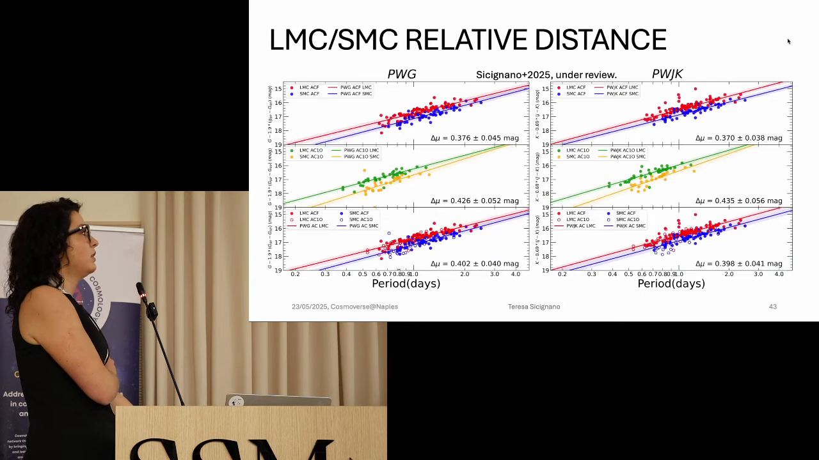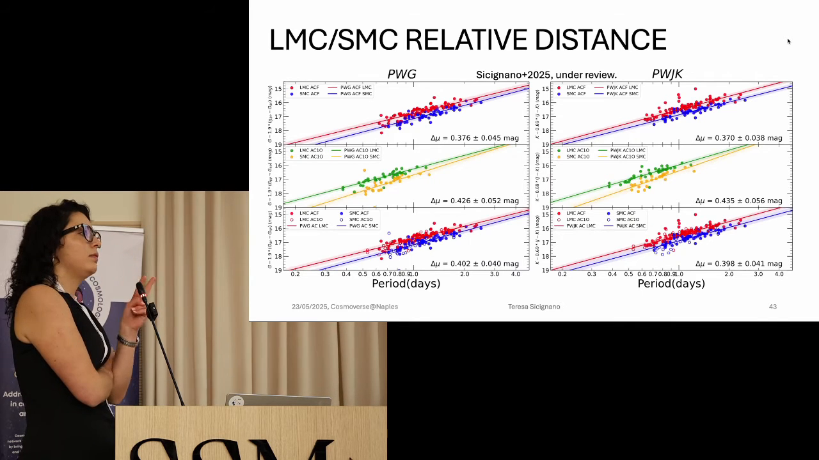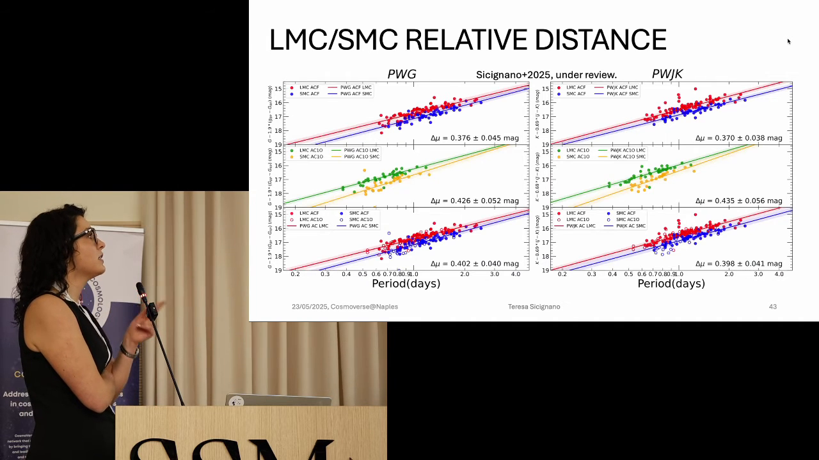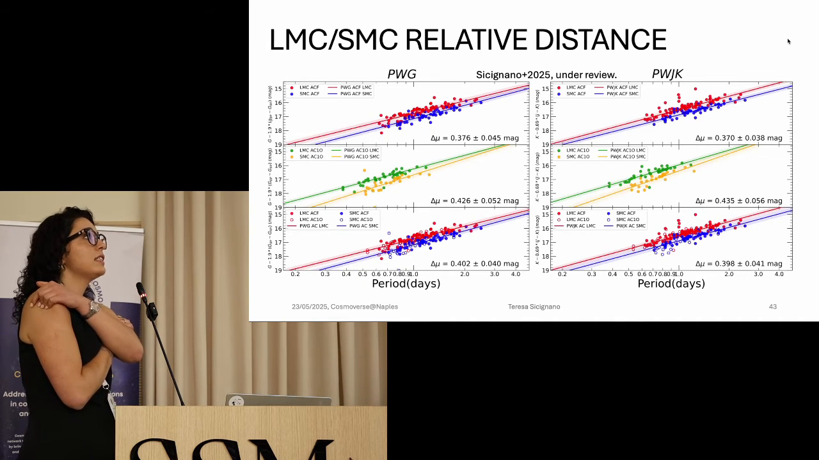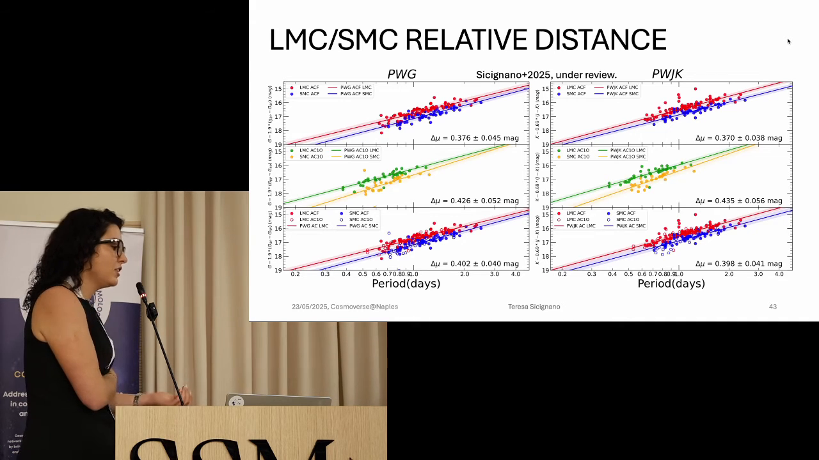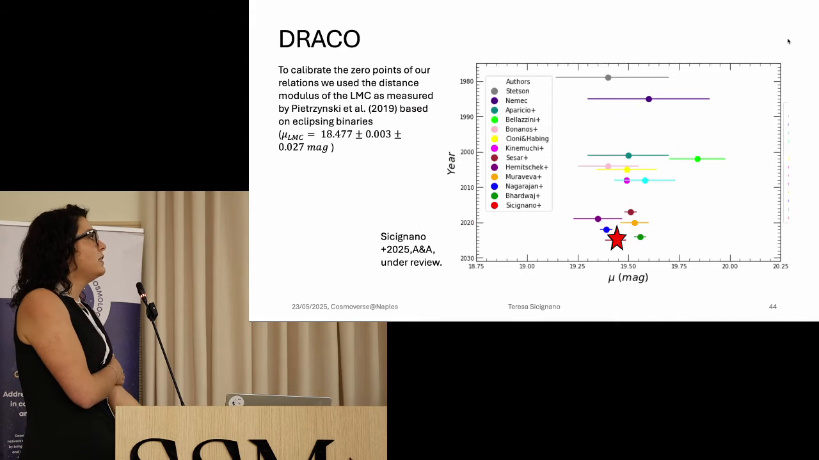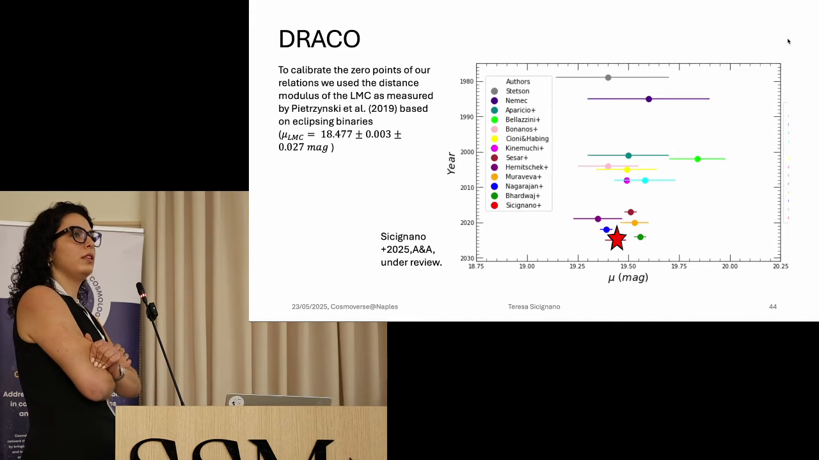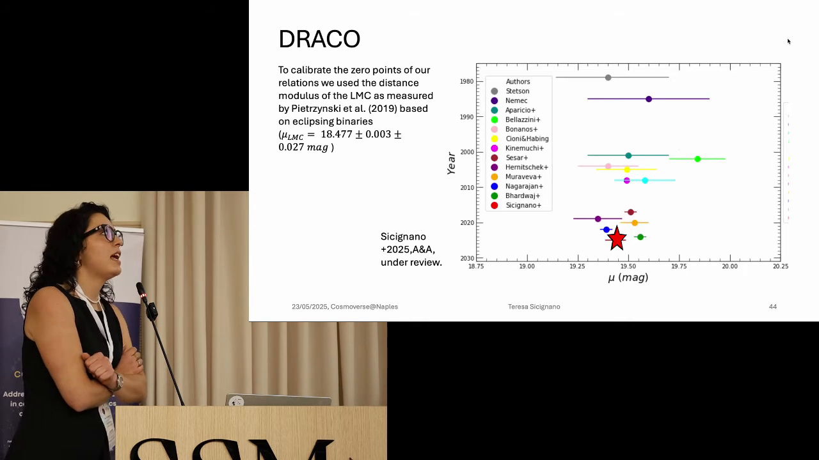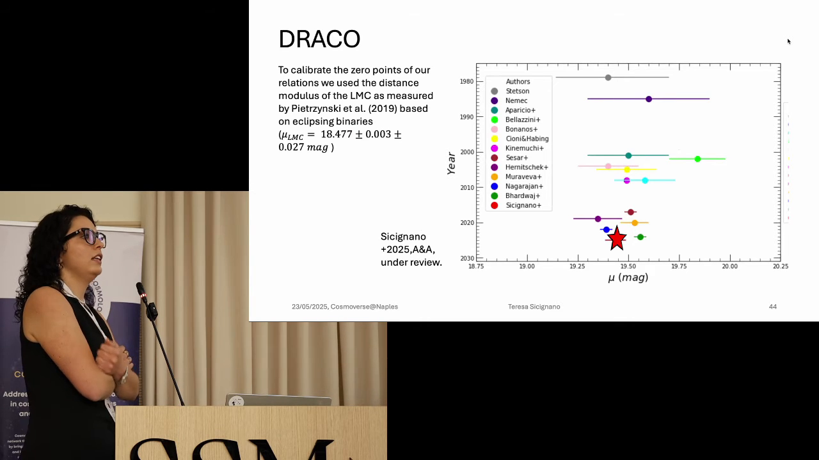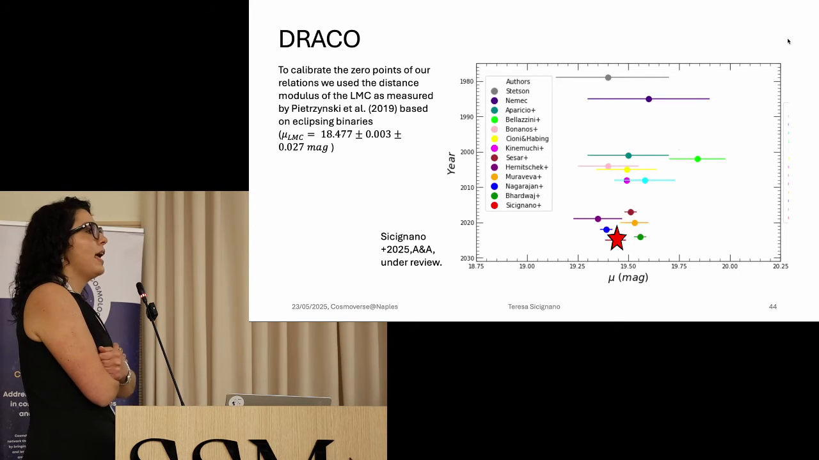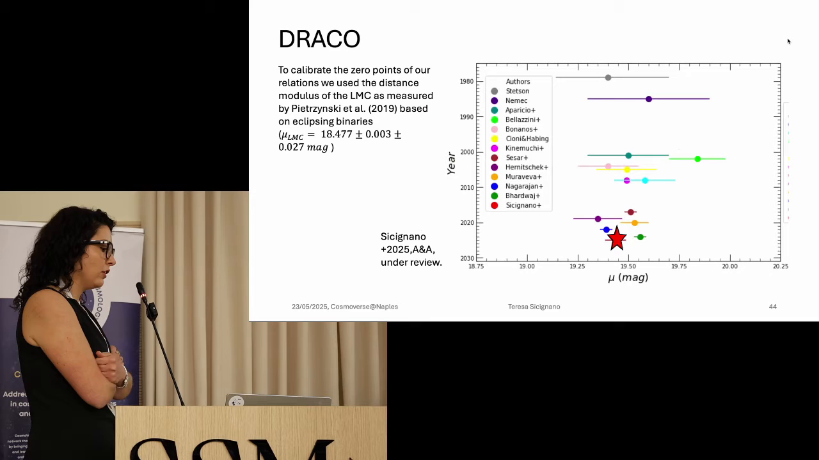Then we also used the relation to calculate the distance between the LMC and SMC, and as you can see here, also in this case, anomalous Cepheids give us a distance that is statistically smaller than the accepted one. So probably this is suggesting something. Indeed, the last indication comes from the Draco dwarf spheroidal galaxy, because this distance is well known, and with anomalous Cepheids we see that this distance is intrinsically smaller, so this means that we need to apply a correction for metallicity also for this kind of pulsating star.